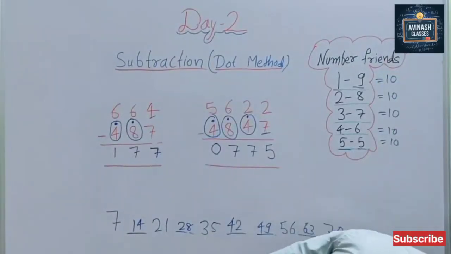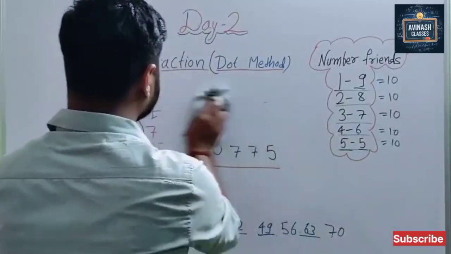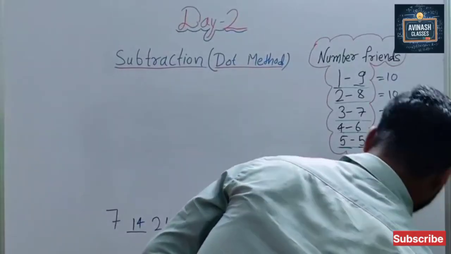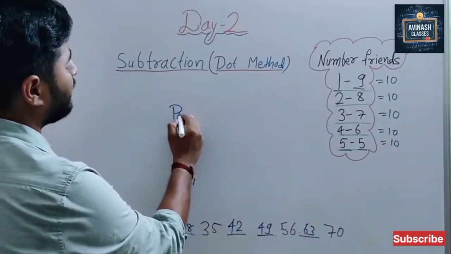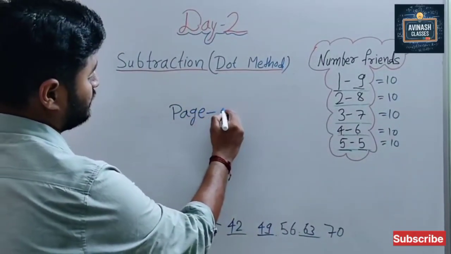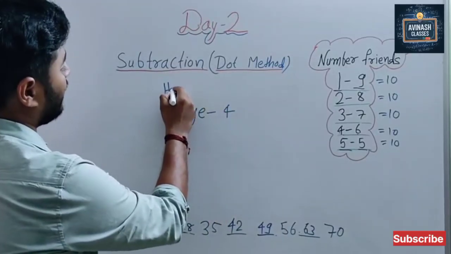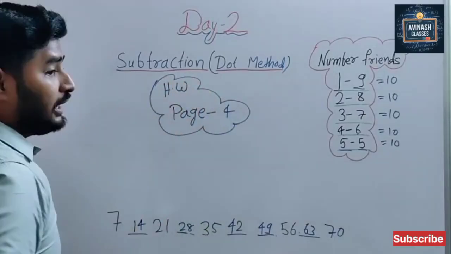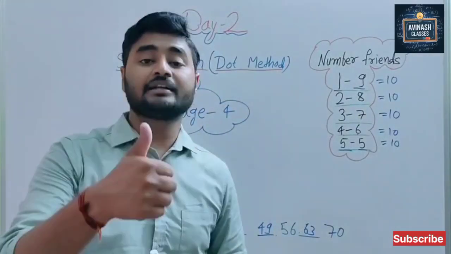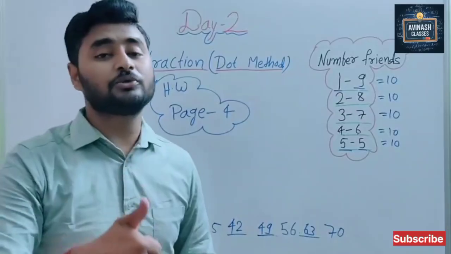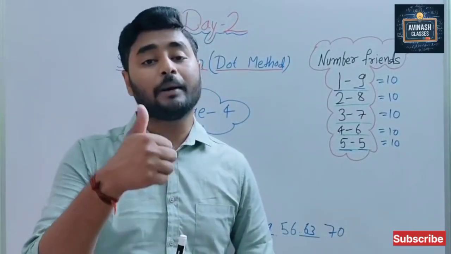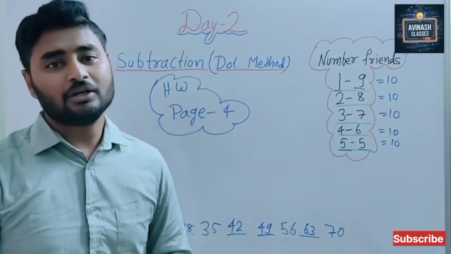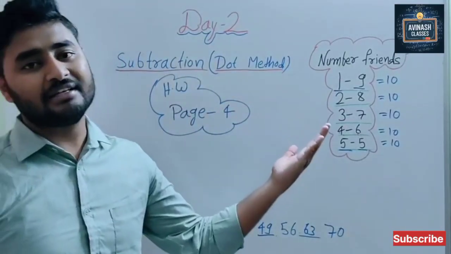So what is today's homework? So today's homework is in book page number 4. Okay? So please write down and practice. Okay? And once you practice, please write in the comments, sir, I am done with today's class. And in the group, you have to write, sir, I completed my worksheet. Okay? So now we meet in the next class, that is multiplication.